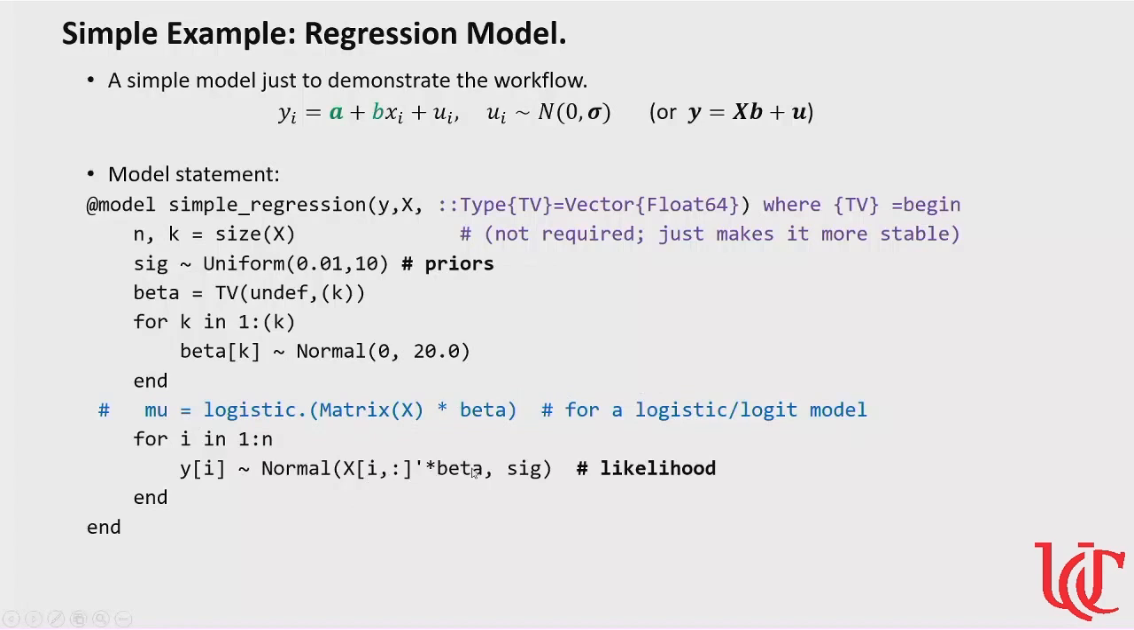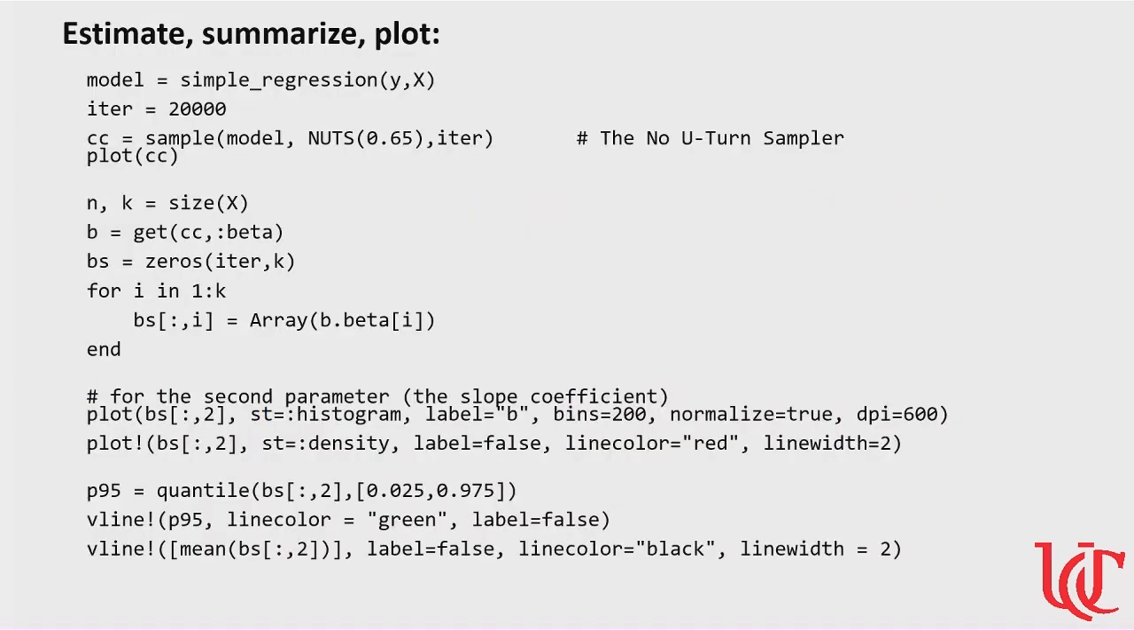of x times beta. And then here's my likelihood. So I'm just stepping through one observation at a time and saying my dependent variable, each observation is A plus bx, in matrix form, x times beta, x prime times beta, and the standard error of the equation is sigma, right, sig. And that's it. That's my model statement. So most of the work's done.